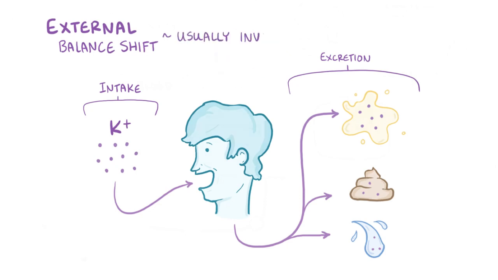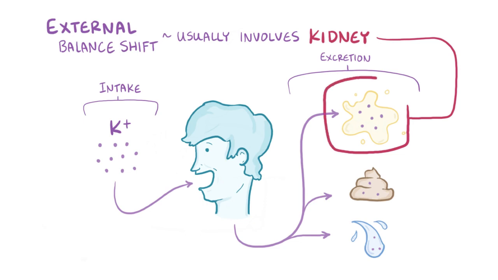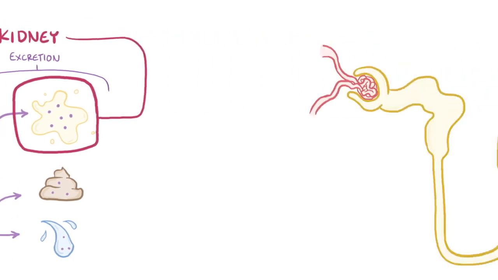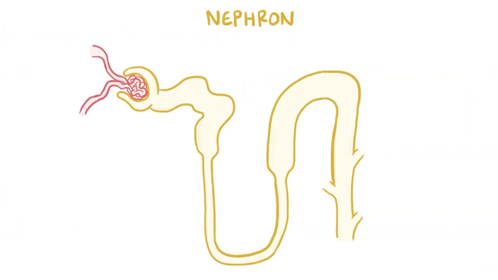Most other cases, though, have to do with the kidneys and their ability to regulate what stays in the blood and gets excreted into the urine. The kidney does this by the processes of filtration, reabsorption, and secretion in the nephron.